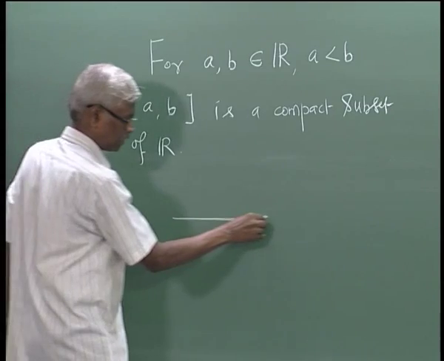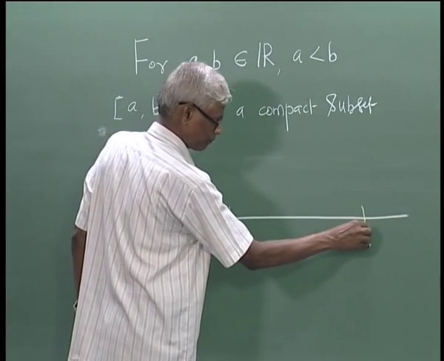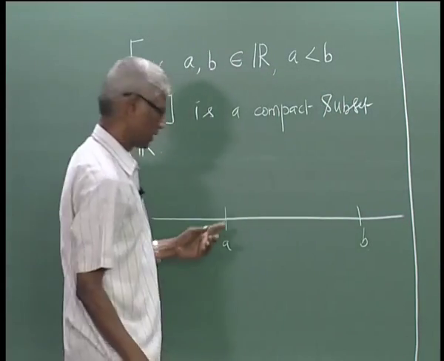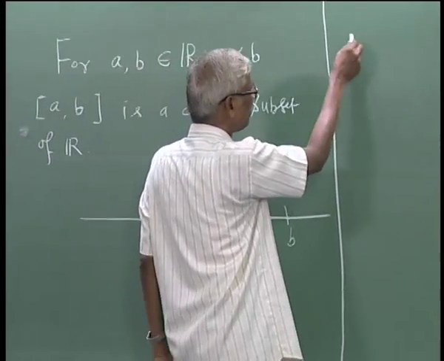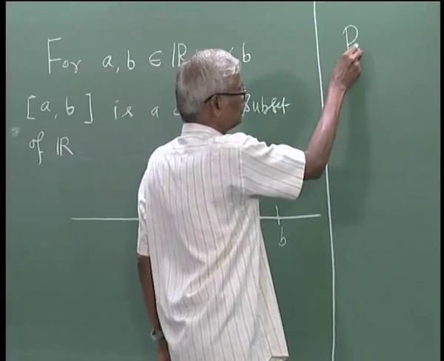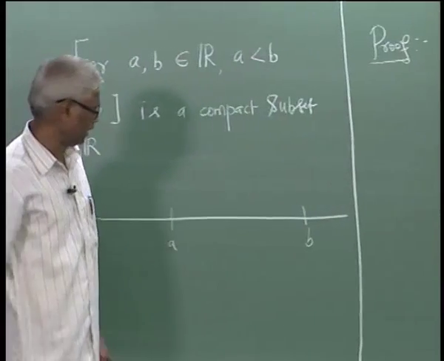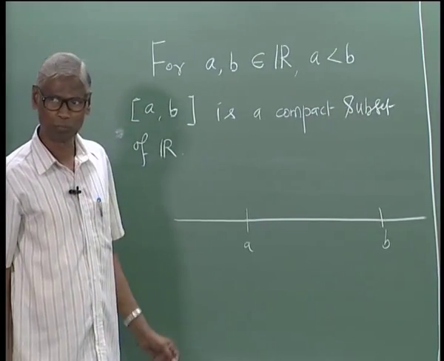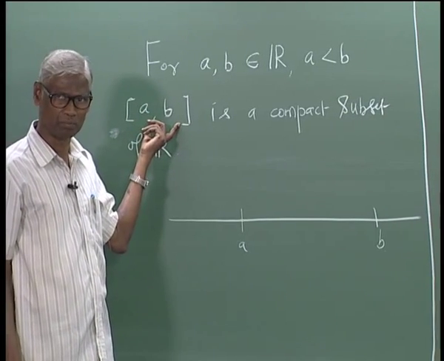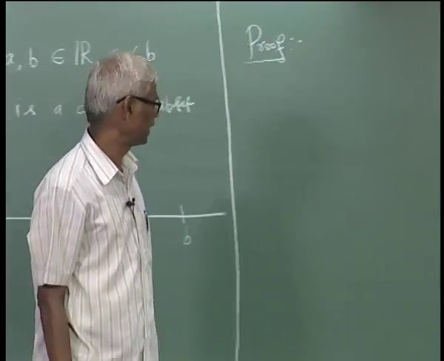So we'll consider this closed interval and we'll start with an open cover. So let [a, b] be a compact subset of R. We'll prove that if script A is a collection of open sets which covers this closed interval [a, b], then from that we can extract a finite subcover.